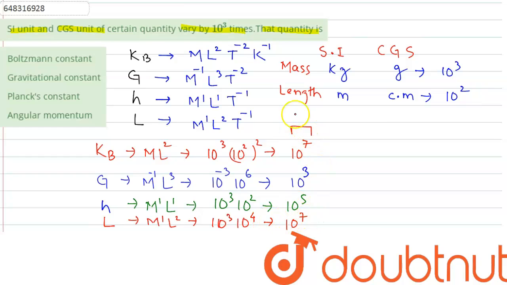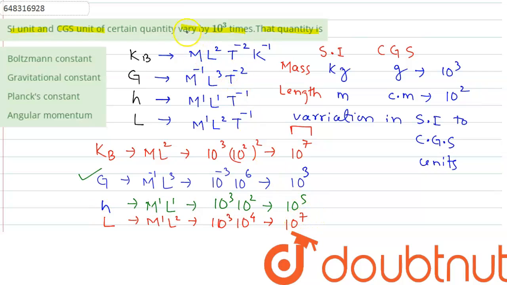So this column represents the variation in SI to CGS unit. So how much is the variation? For Boltzmann's constant it is 10 to the power 7. For gravitational constant it is 10 to the power 3. For Planck's constant it is 10 to the power 5. Then for angular momentum it is 10 to the power 7.